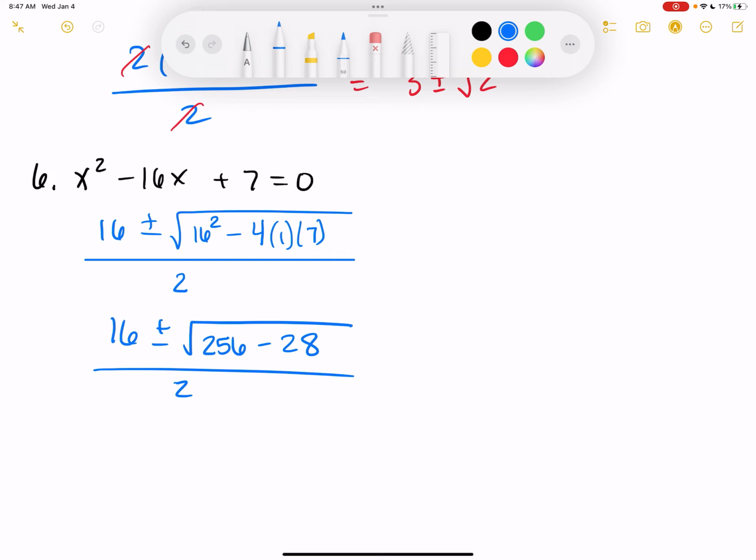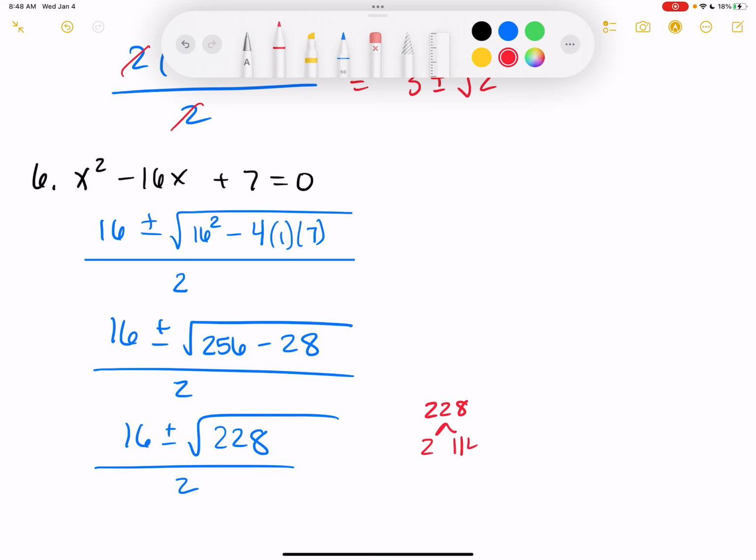So that ends up being 16 plus or minus the square root of 228 over 2. Then at this point, you probably need to split 228 because I highly doubt you just know off the top of your head what's going to come out of that. 2 times 114. 2 times 114.